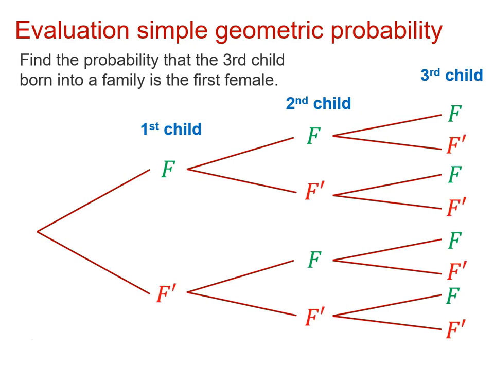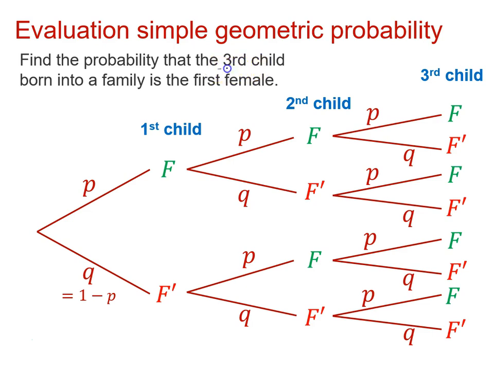Now the probability of success, the probability that a child is female, will be some value p, which we would put here and would run all the way through. The chance of not being a female is q, which we remember is 1 minus p. Now we want the probability that the third child is the first female. This means that the first child cannot be female. This means that the second child cannot be female. And it means that the third child must be female.